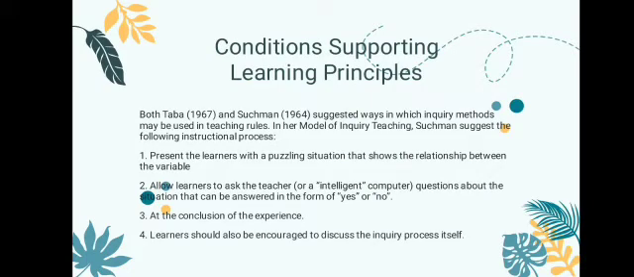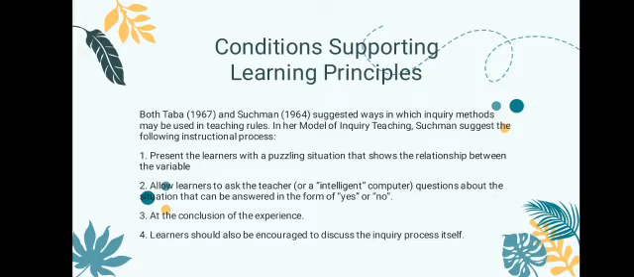Both Taba 1967 and Suchman 1964 suggested ways in which inquiry methods may be used in teaching rules. In her model of inquiry teaching, Suchman suggests the following instructional process. Number 1, present the learners with a puzzling situation that shows the relationship between the variables.